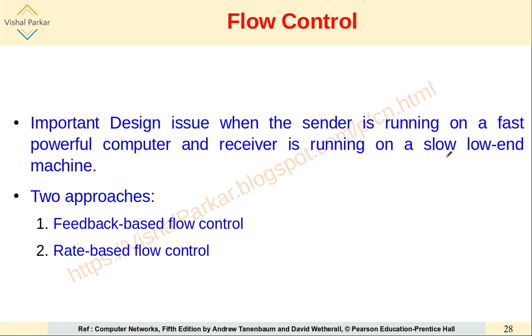Next is flow control. As we have previously introduced this part, a sender may be on a fast connection and the receiver may be on a slower connection. To remove the problem caused by a fast sender and a slow receiver, there are two approaches. Flow control is basically used, and there are two approaches for this flow control. One is called feedback based flow control, and the second is called rate based flow control.